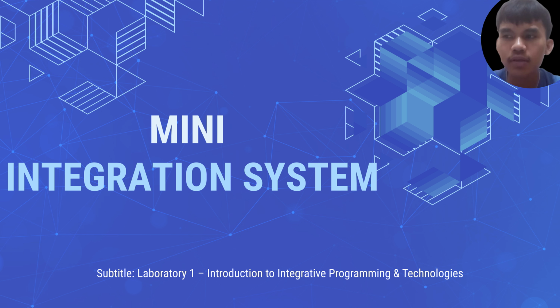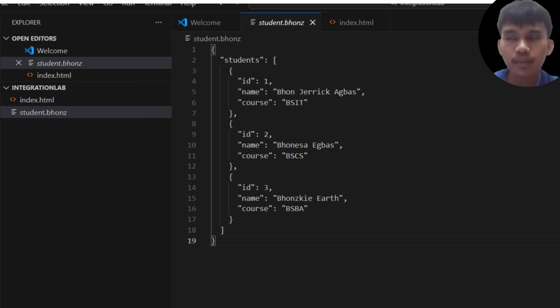So in this experiment, I implemented data integration using a simple student data system. This prototype contains two subsystems, subsystem A and subsystem B. Subsystem A is the data provider, which is the file named student.json. This file contains structured student information in JSON format, including student ID, name, and course.